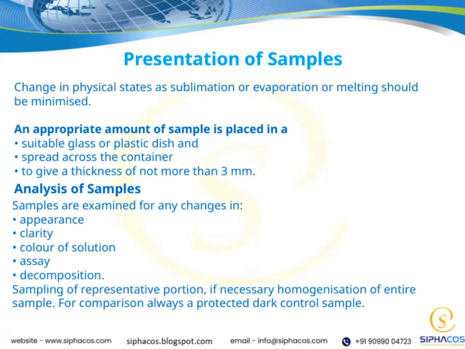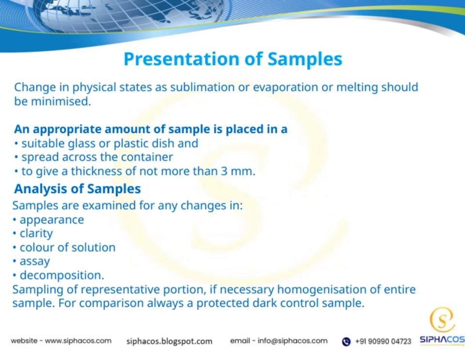When examining samples, we look for any changes in appearance, clarity, color of the solution, assay, or decomposition. It's important to check these aspects carefully, as they can indicate stability or potential issues with the sample. If necessary, we take a representative portion of the sample, or sometimes we homogenize the entire sample to ensure consistency. And remember, always compare your results with a protected dark control sample to have a reliable point of reference.